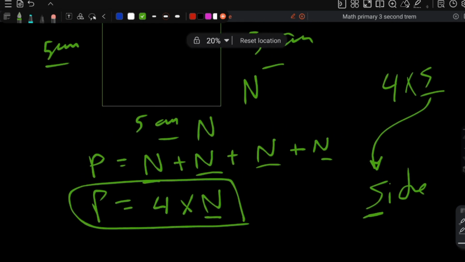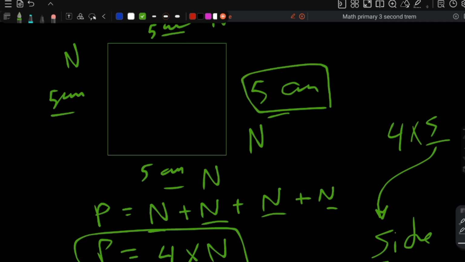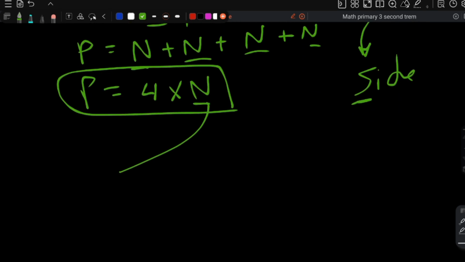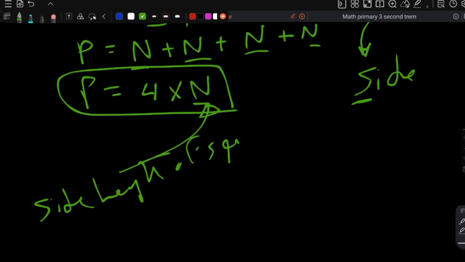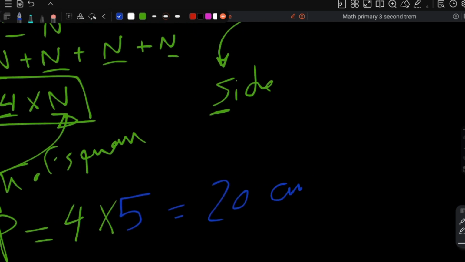Okay, so if we look at this square here, I will find that the side length here is 5. And N here represents what? Yes, the side length of the square. So I need the perimeter of the square with the side length 5. So 4 will be the same. 4 times my side length 5, it will be what? Yes, exactly 20. And don't forget the unit, 20 centimeters.